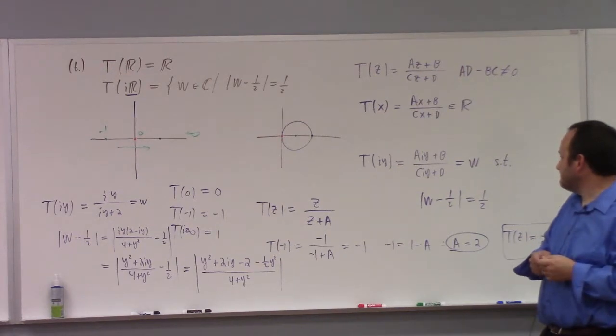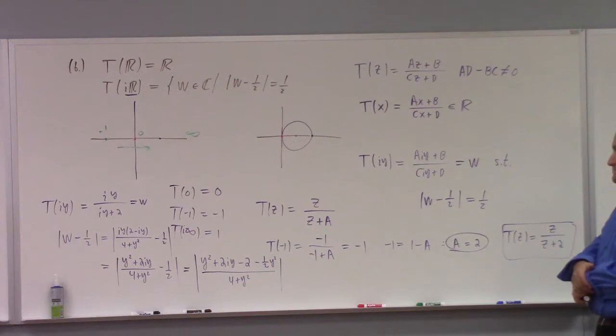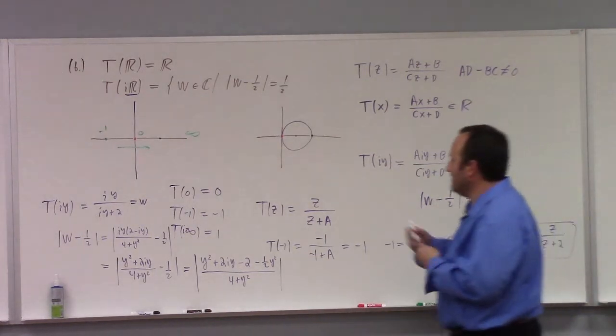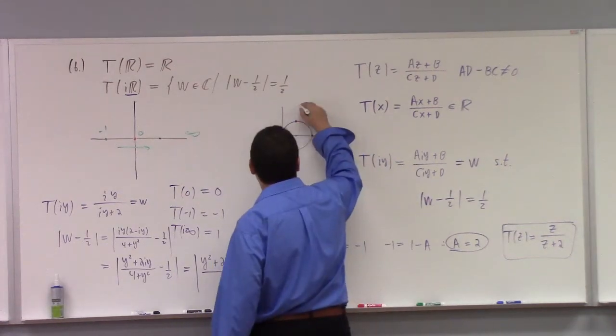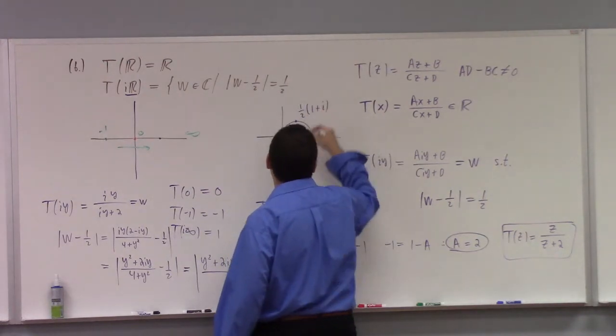I think maybe something else I'm doing is mapping i to like 1 half 1 plus i. So something on there going to like the top of that circle. So this is 1 half. And then 1 plus i maybe. Oh, okay, yeah. Sure.